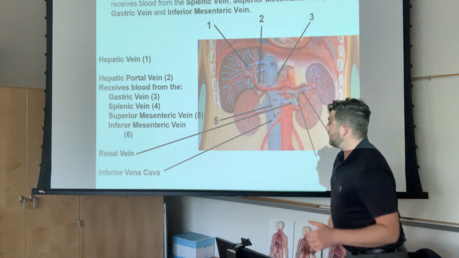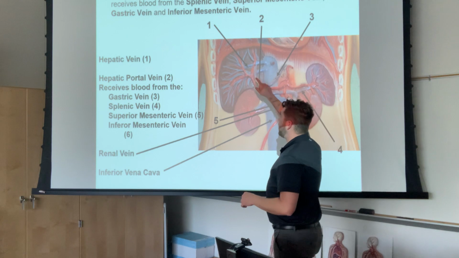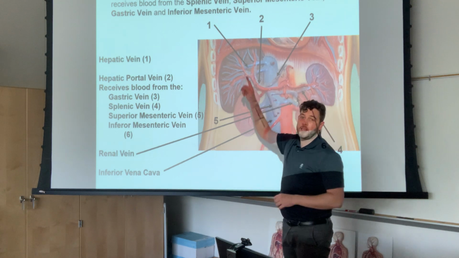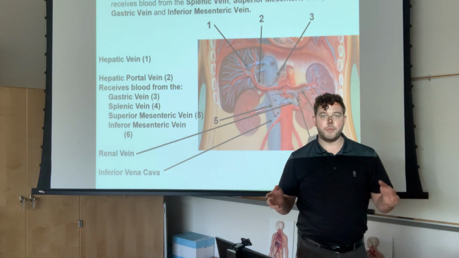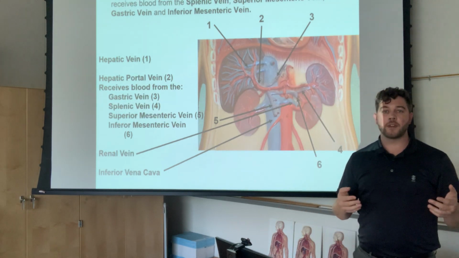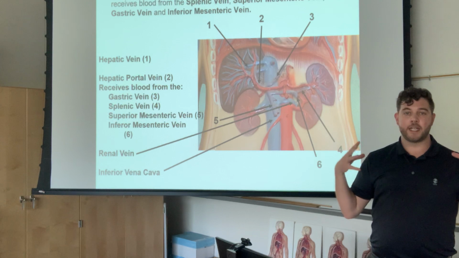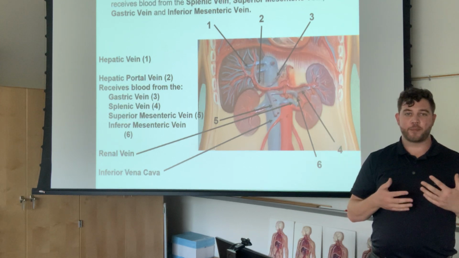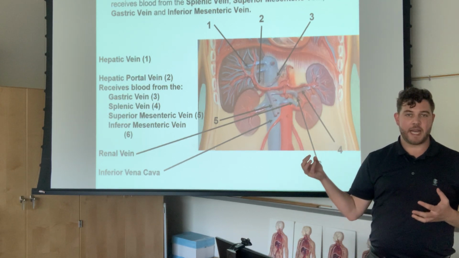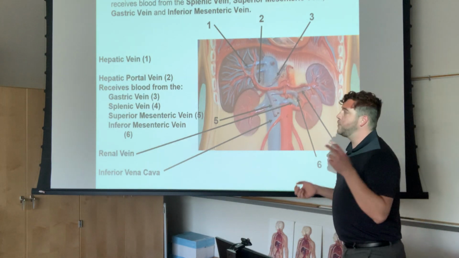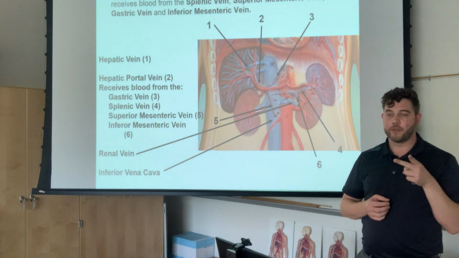So your hepatic vein, starting with number 1, that is a regular vein, as you know, that is going to be draining blood from the liver and returning it into the inferior vena cava. So it's all the blood that comes to the liver, it gets filtered, it gets processed, and then it leaves the hepatic vein. You have 2 vessels that are going to your liver, though.